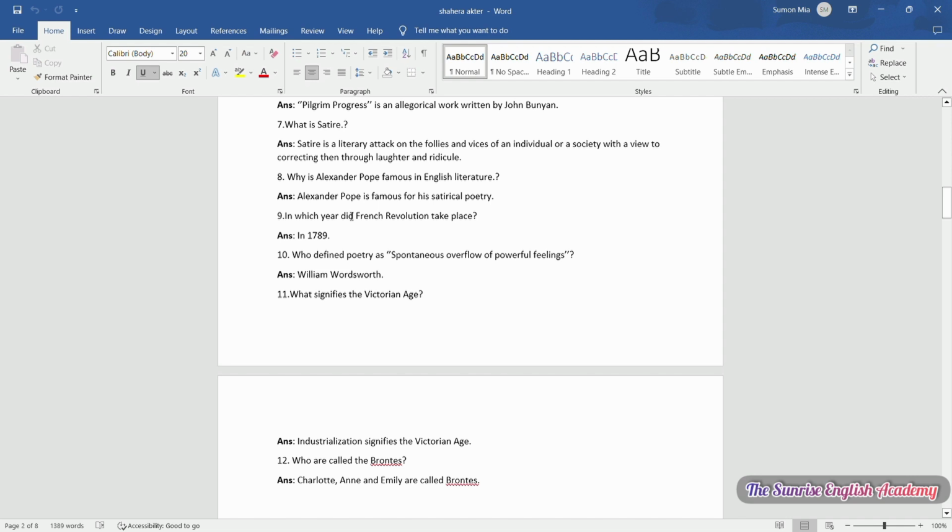9. In which year did the French Revolution take place? In 1789. 10. Who defined poetry as the spontaneous overflow of powerful feelings? Answer: William Wordsworth. 11. What signifies the Victorian age? Answer: Industrialization signifies the Victorian age. 12. Who are called the Brontes? Charlotte, Anne and Emily are called the Brontes.